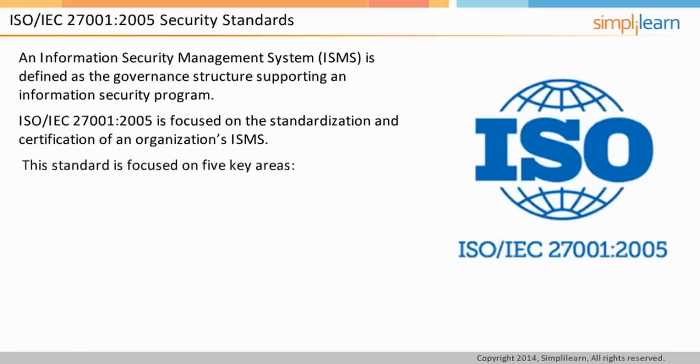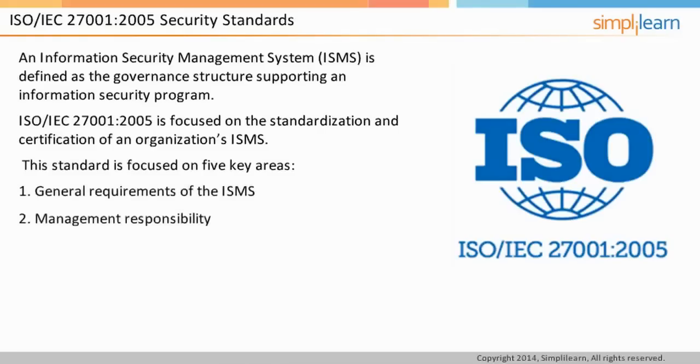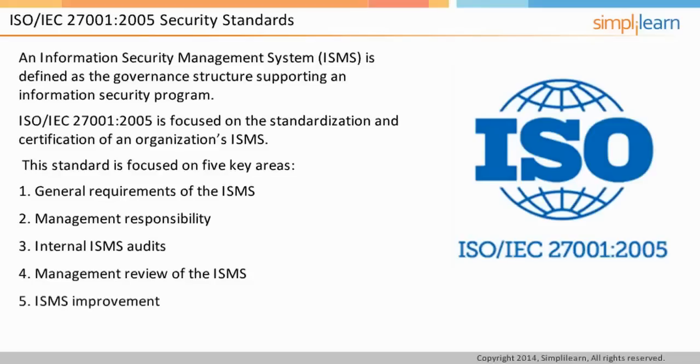The ISO IEC 27001-2005 standard is focused on 5 key areas. They are: general requirements of the ISMS, management responsibility, internal ISMS audits, management review of the ISMS, and ISMS improvement. In the next screen, we will discuss ISO and IEC 27002 Code of Practice for Information Security Management.